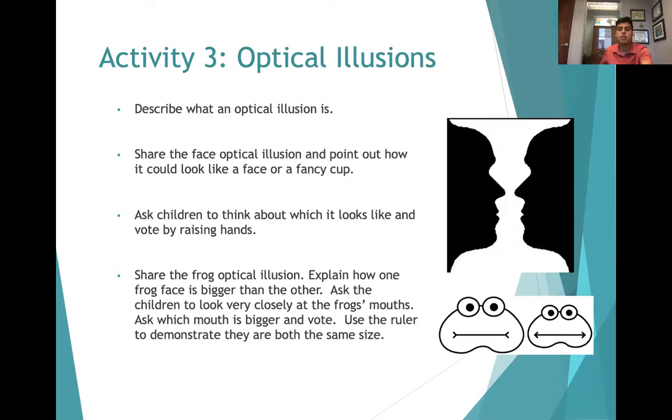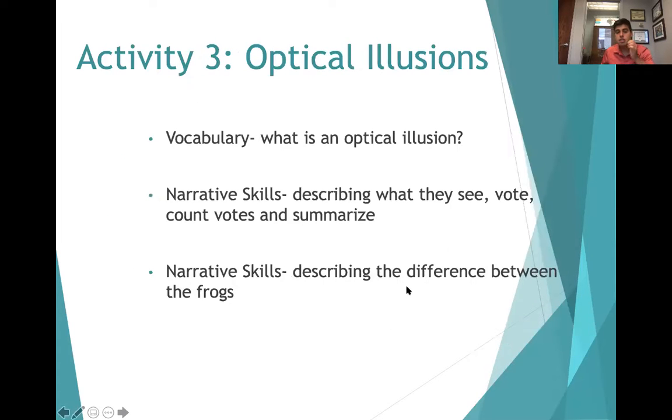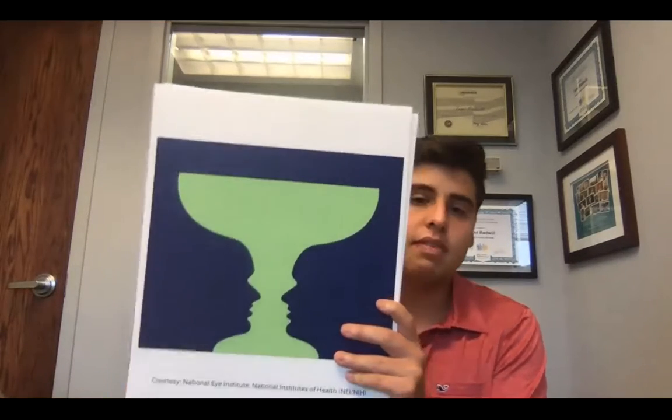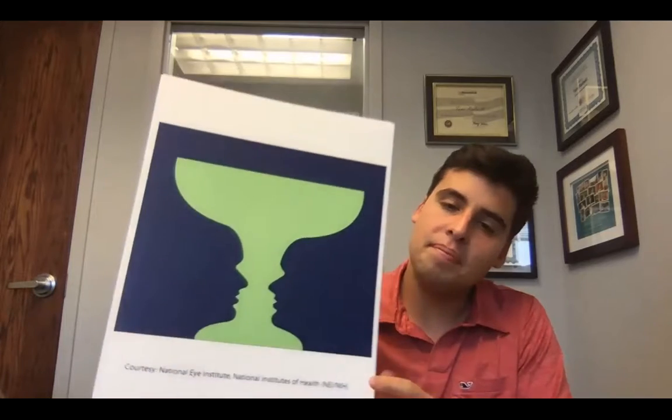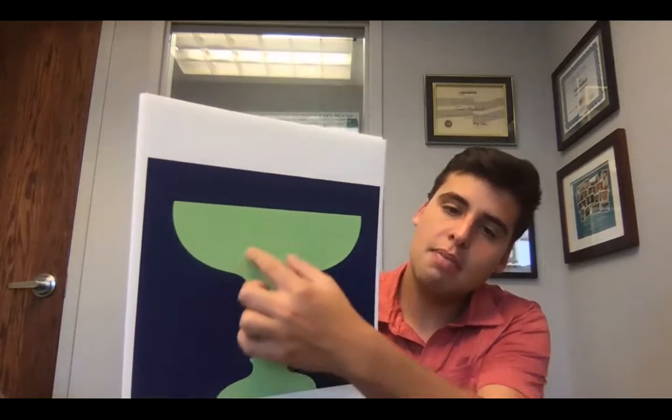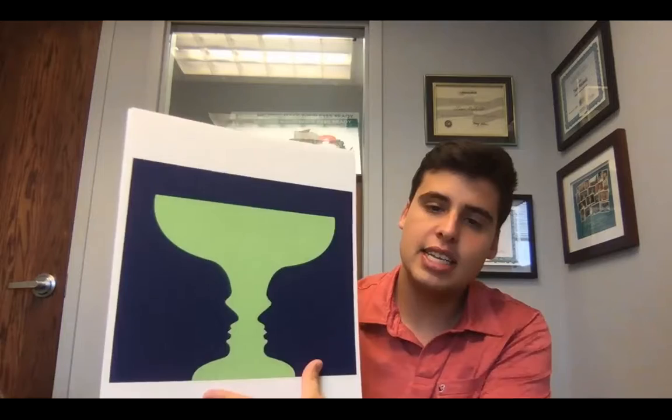And so for skills, it covers vocabulary. What is an optical illusion? Narrative skills, describing what they see, vote, count votes, and summarize. And then it also works on narrative skills by describing the difference between the frogs. And here is how these look. So here's the first optical illusion. Here's the cup in the middle, but then if you look at the sides, here's the two faces staring at each other.